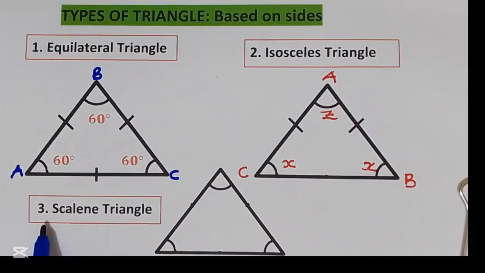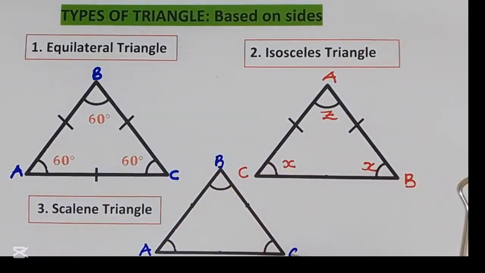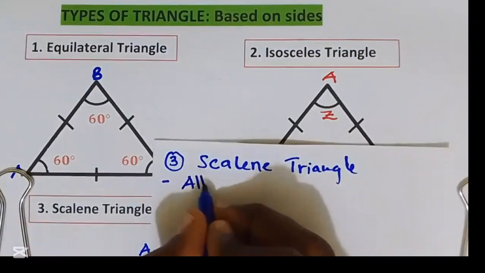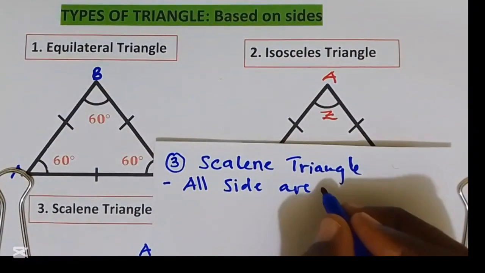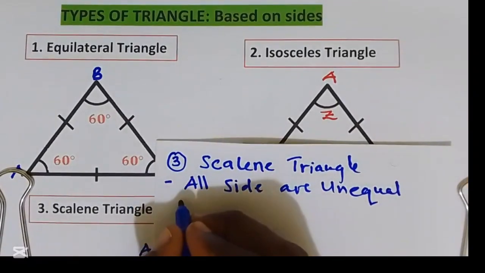Third, we have the scalene triangle. Let's see the characteristics of the scalene triangle. Let us call it triangle ABC. First of all, the sides: side AB and side BC and side AC are unequal in length. All sides are unequal in length.